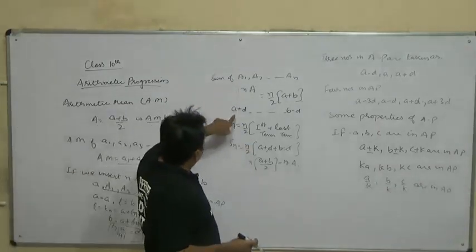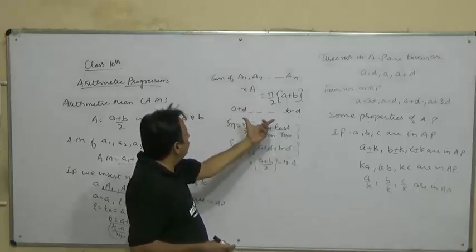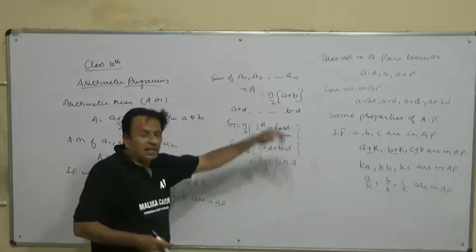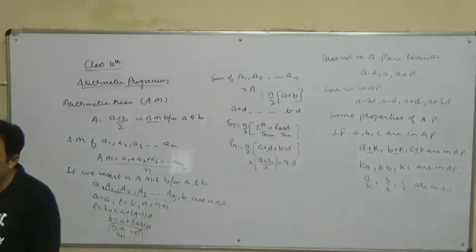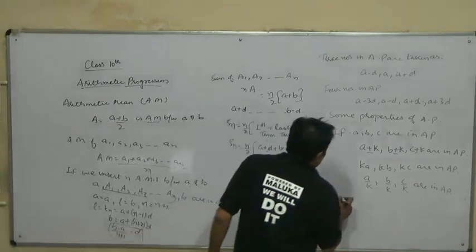So the first term is a plus b and the last is b minus d. When we add them, what will happen? It will be equal to a plus b, that is, the first and last term. So the same is the case with AP. Whenever we take any term, we can get the an. This is a very important rule.